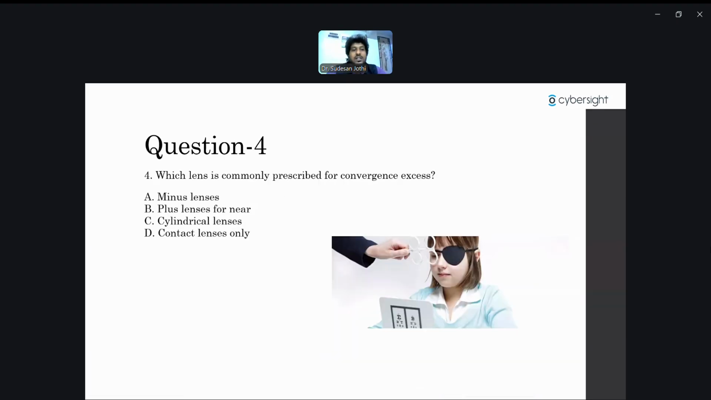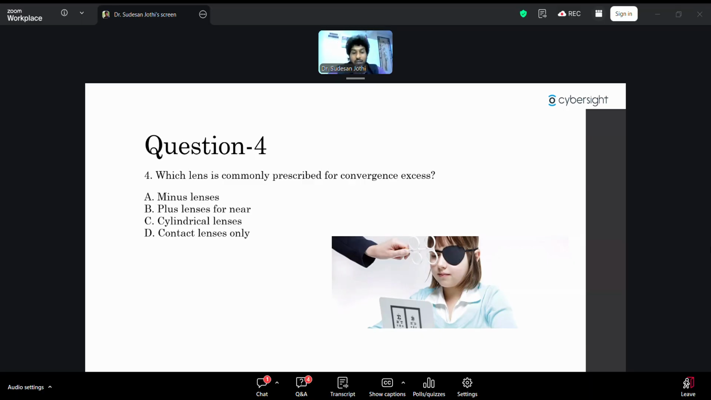And the fourth question is, which lens is commonly prescribed for convergence excess? Since it has a high AC/A condition.